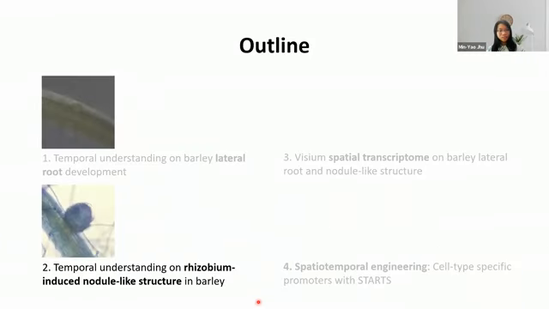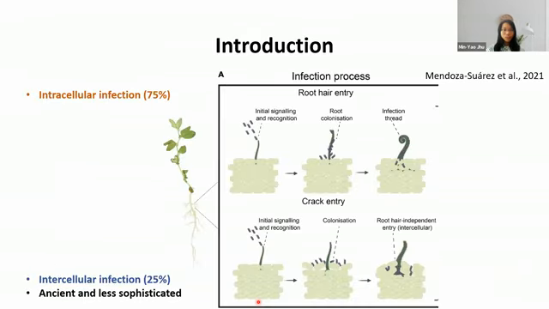Okay, so the next part will focus on the temporal understanding of the rhizobia-induced nodule-like structure in barley. In the introduction, I told you that one of the important steps is to engineer a plant that is able to recognize the nitrogen-fixing bacteria, and also the infection process. The infection process actually has two major types. The first one is intracellular infection, which is the most well-studied and well-known system.